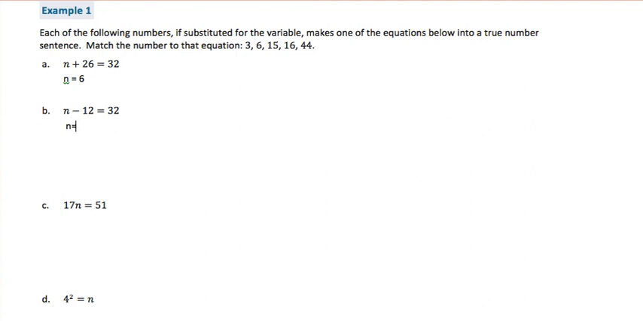So n is going to need, well, it certainly can't equal 3. 15 minus 12 is 3. That won't work. 16 minus 12 is 4. So 44 minus 12 must be 32. And when we subtract, we can see that it is.